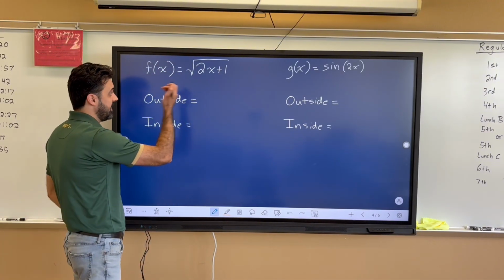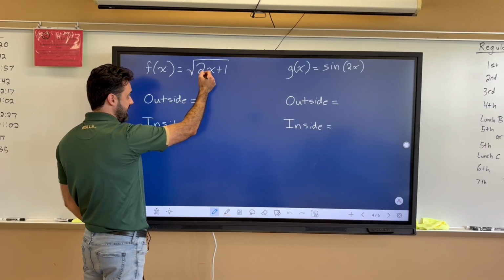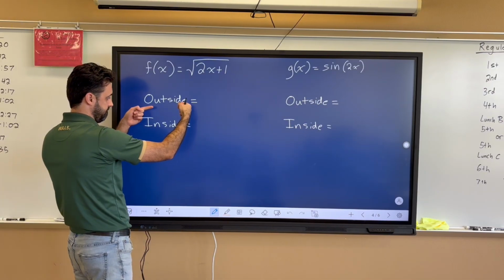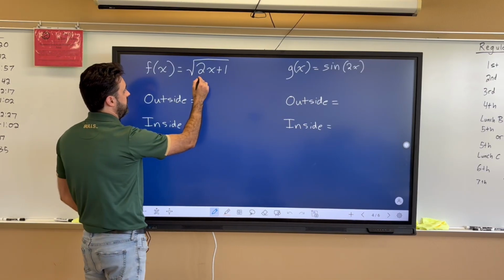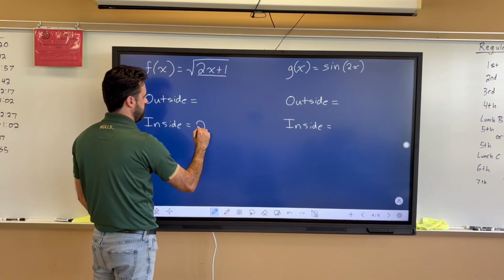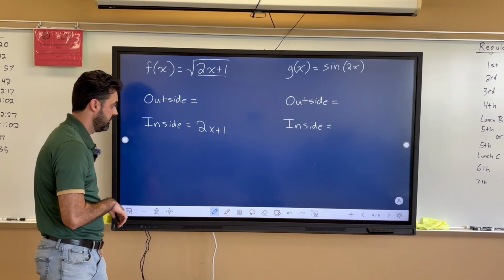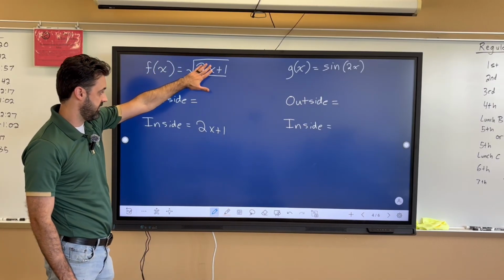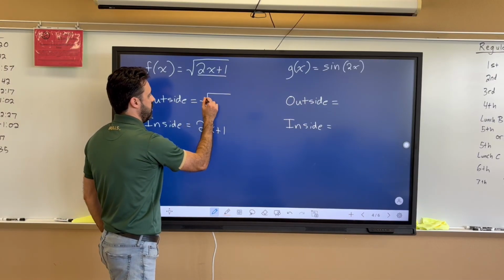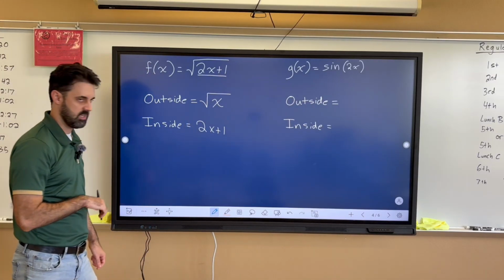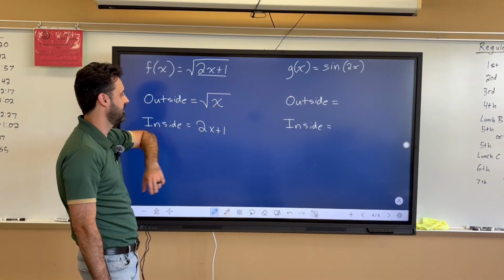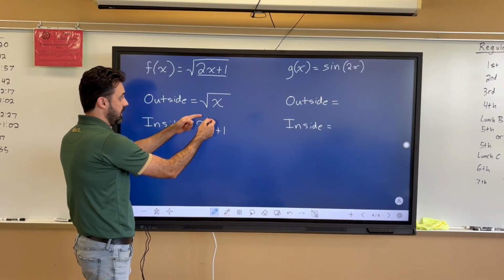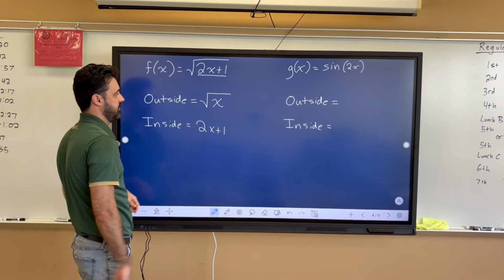Now, if x is ever inside of something and it's not by itself, this is what we're going to have to think through. Is there an inside? Is there an outside? Our inside function is whatever's in the square root, so 2x plus 1. The outside function is the square root of something, and for now we're going to call that something just x. You'll get to in the next lesson why I'm just calling it something. But the square root of x. So this inside function was plugged into that x for the outside function.